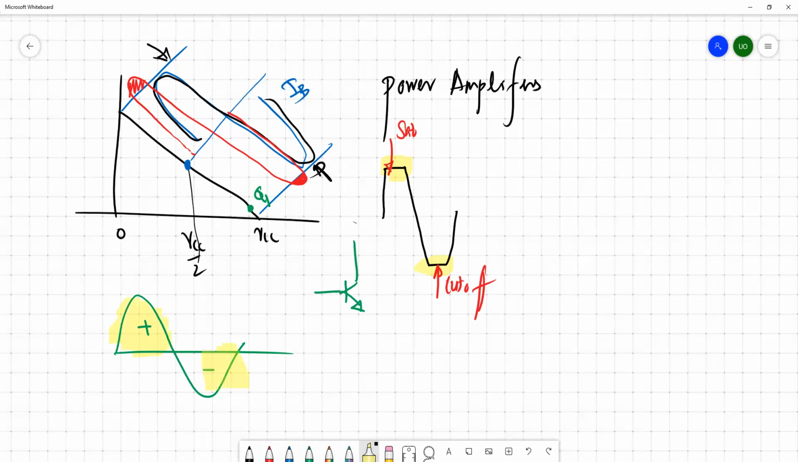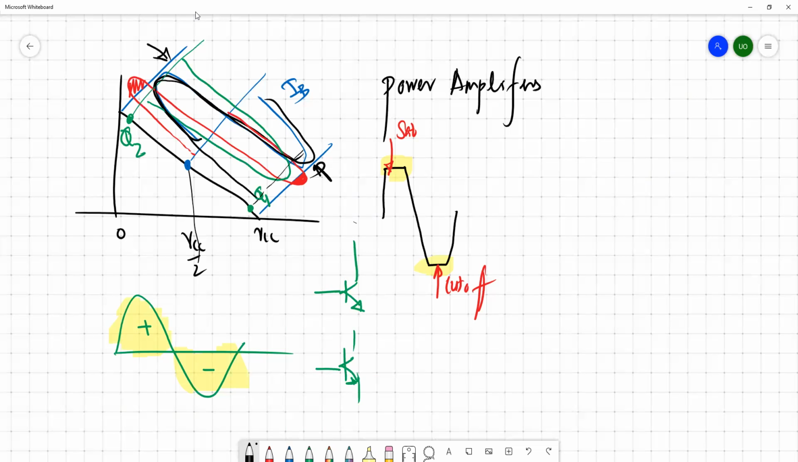Then we put the negative cycle to another transistor, which is biased near saturation, so it can manage this much swing in the negative direction. And the first transistor can manage this much input when you apply a positive cycle. So with two transistors, one places the Q point close to cutoff, and the other keeps the Q point close to saturation.